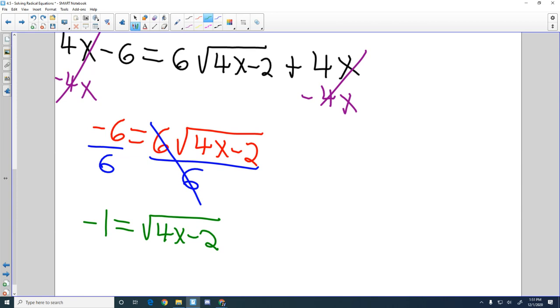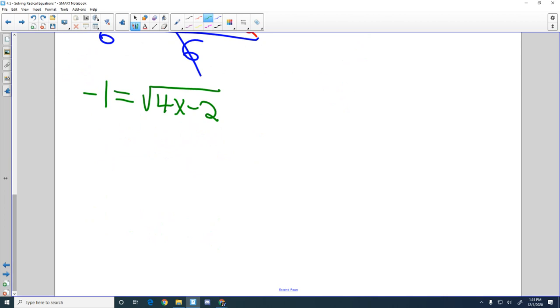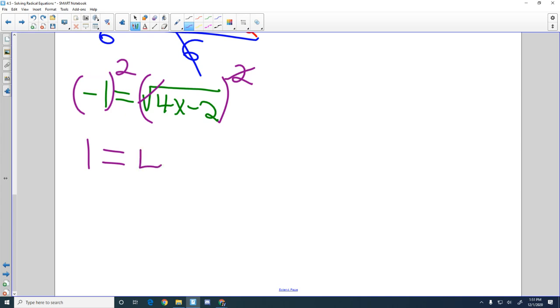So finally, can I cancel out that square root? By doing what? Just squaring. Nice and easy. So I'm going to square this. I'm going to square that. Negative 1 squared is a positive 1. Over on the right side, the square and the square root cancel each other out. 4x minus 2. And I mean, from here, piece of cake, right?